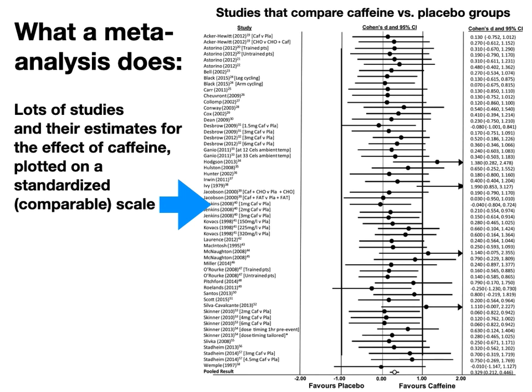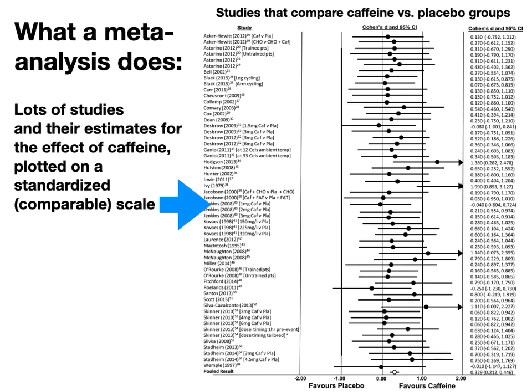If you look really closely, the axis at the very bottom of the slide has 0 in the middle. So if a dot is on 0, that means a study found no difference between the caffeine group and the placebo group. Negative data points represent a study that found that the placebo group performed better than the caffeine group. And positive values show that a study found that the caffeine group performed better.